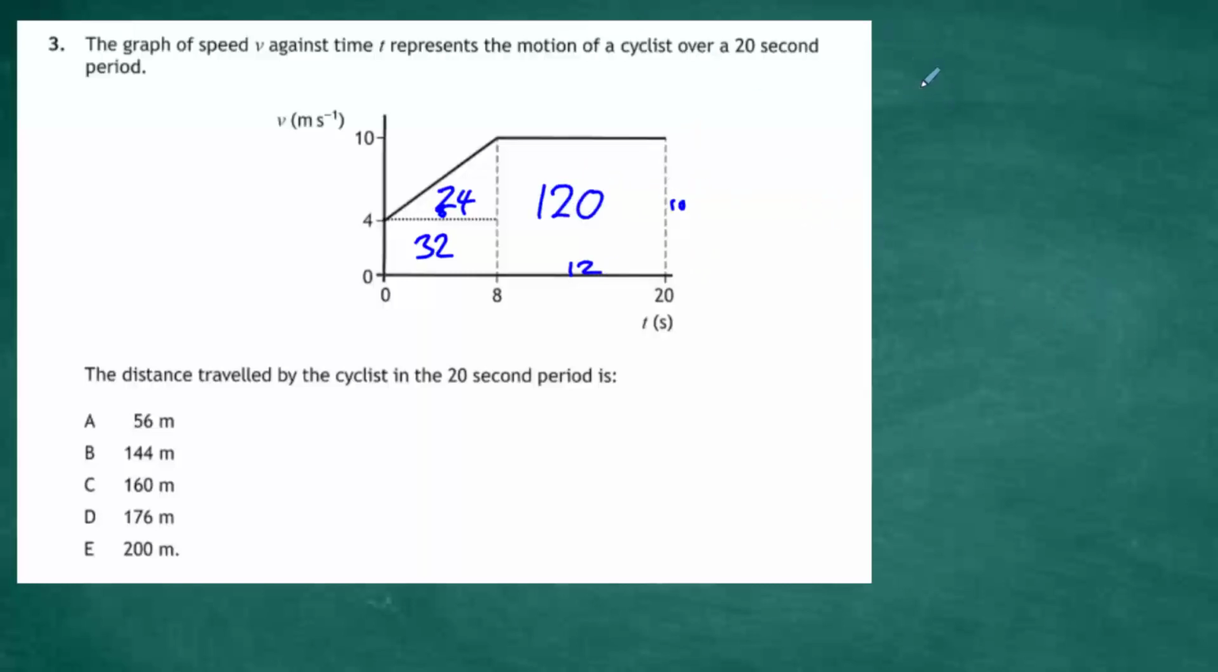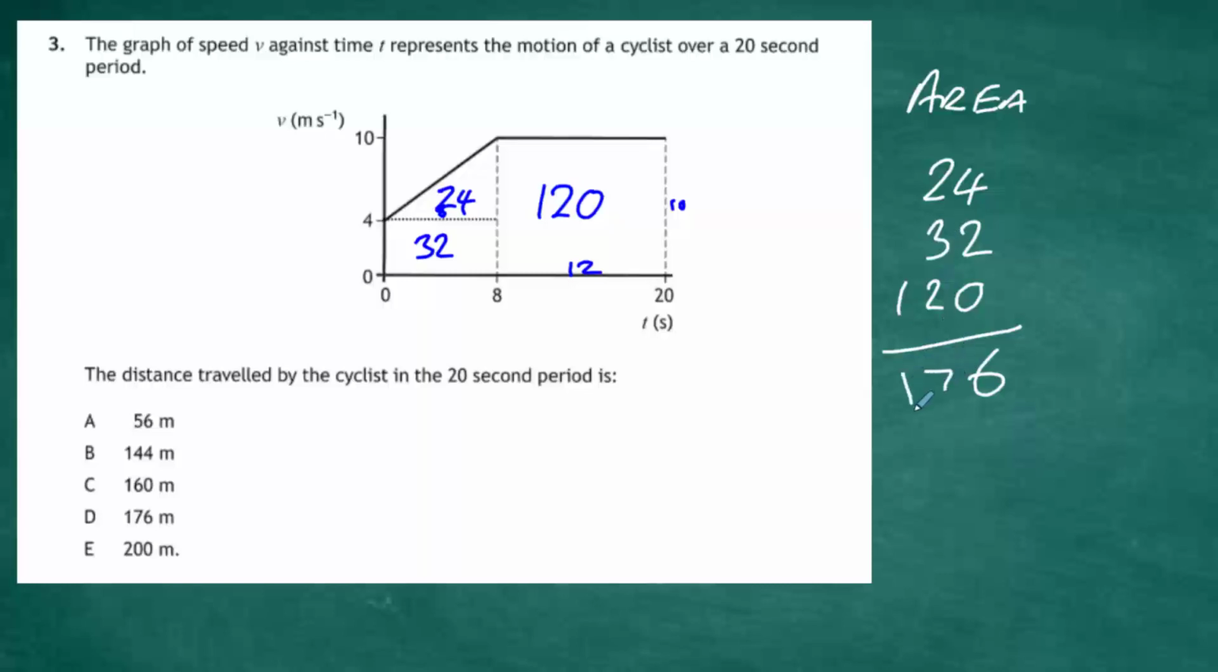So the total area of the graph we can now work out as follows. The total area is going to give us 24 for the triangle, plus 32 for the rectangle, and again 120 for the bigger rectangle. So we add it up, we get 6, 5, 7, and we get 1. So the area is 176, and therefore the distance travelled has got to be 176 metres. So our answer for that is going to be D, 176 metres.